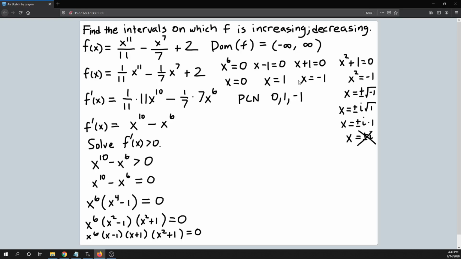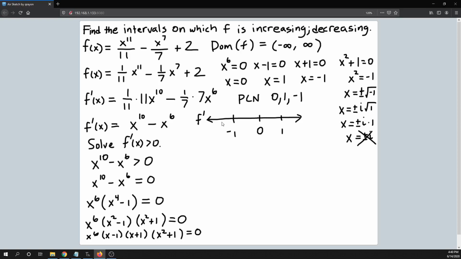Okay. Next up, what we need to do is to put all the possible critical numbers on a number line that represents the domain of f prime. Make sure you put them in the right order, respect the order of the number line. And so that's what we would get.